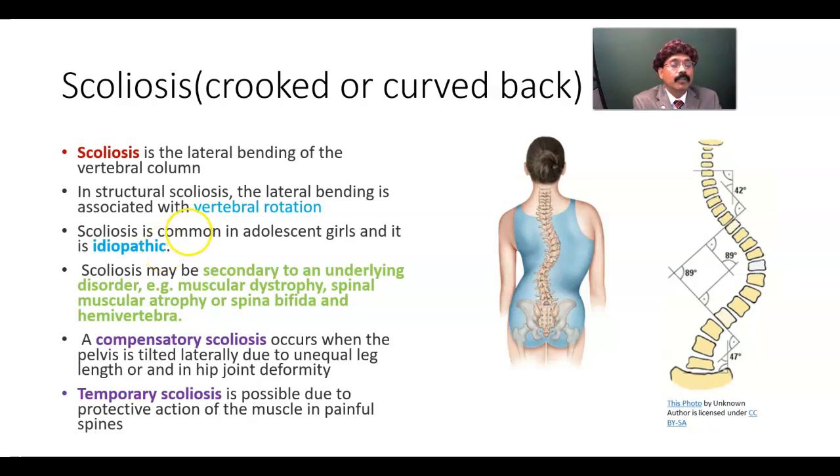It may also be present on rare occasions in adolescent boys too, usually at the age of 16 or 17. But in the adolescent age around 12 to 13, a lot of girls may have this problem like scoliosis, a significant number of girls. But it may be present in boys also.